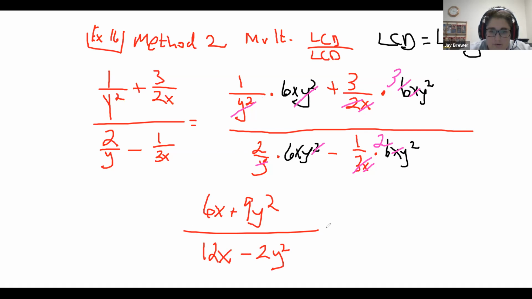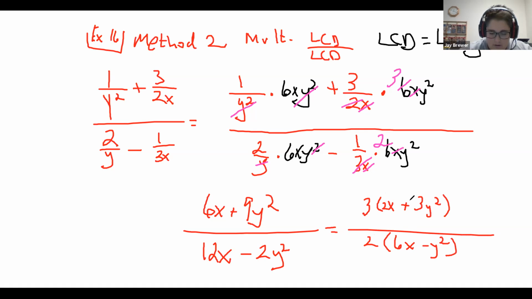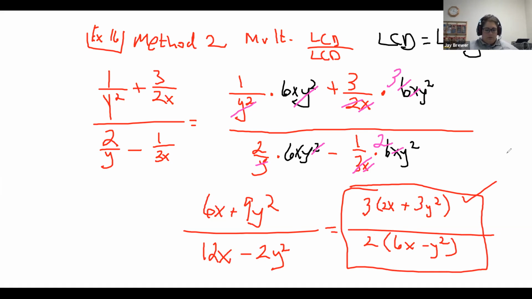Okay, now if you would like, you can go ahead and factor. We're going to pull a 3 out and be left with 2x plus 3y squared over 2 times 6x minus y squared. You might be able to get away with putting the first one into Pearson. The second one would definitely go into Pearson and be okay.